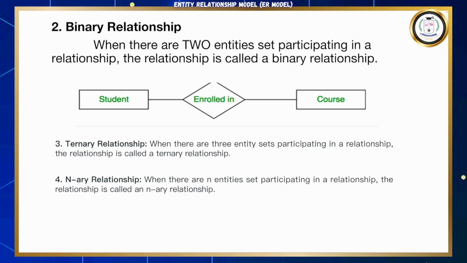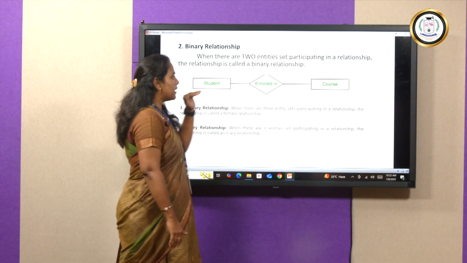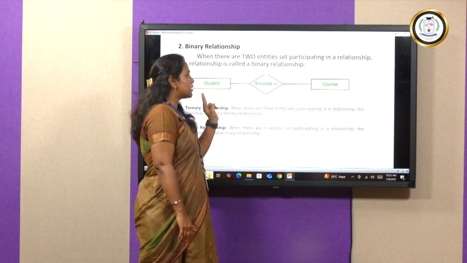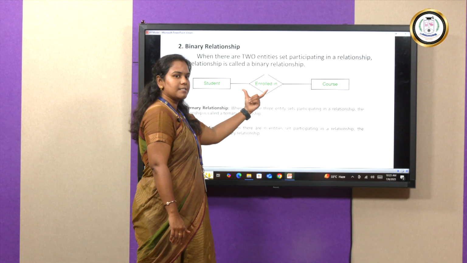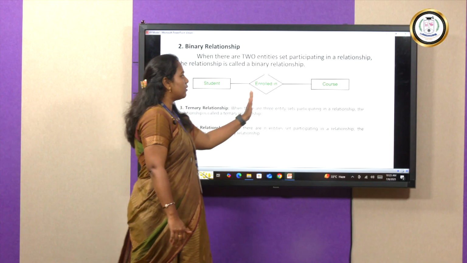Second one is binary. If two different entities are participating in a relationship, that comes under binary. Here, student and course are the two entities participating in a relationship under enrolled in. So enrolled in is the relationship here: a student enrolled in a course.